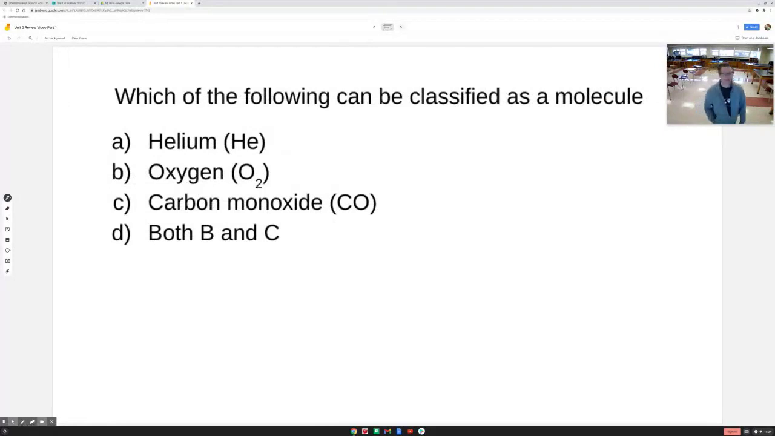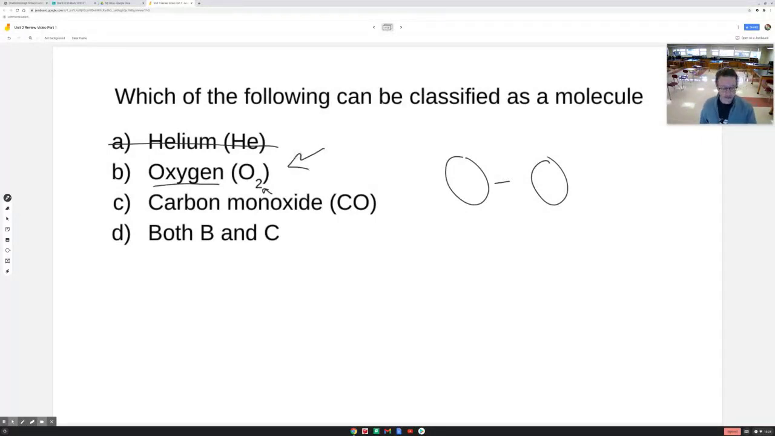Which of these is a molecule? Well, the first thing you want to look for is a molecule has to have at least 2 atoms. So the first choice, helium, is just an atom, so that's not a molecule. Oxygen is an element, but if you look in here, it's labeled as O2. It's 2 oxygen atoms bonded to one another. So that definitely qualifies as a molecule.